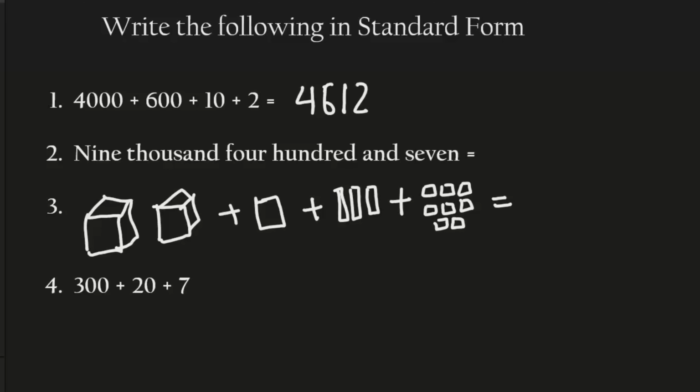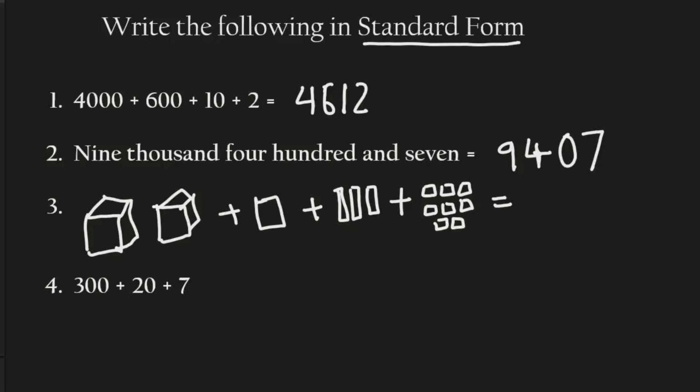Now, let's take a look at this. This is in word form. Now we have to write in standard form. Let me just underline that. Okay, so 9,407. If you notice, there's no number in between. It says 407. So, put 0 over there, and then 7.